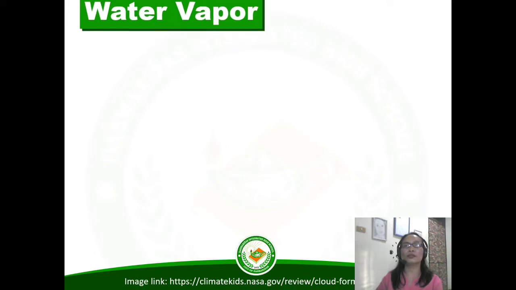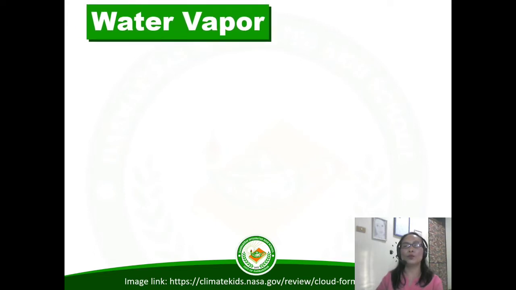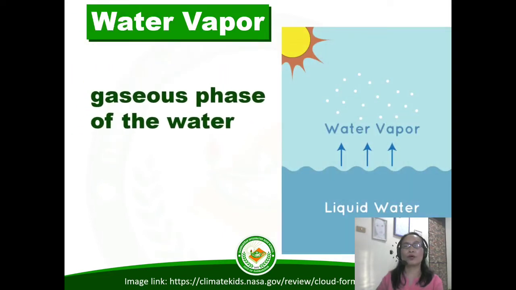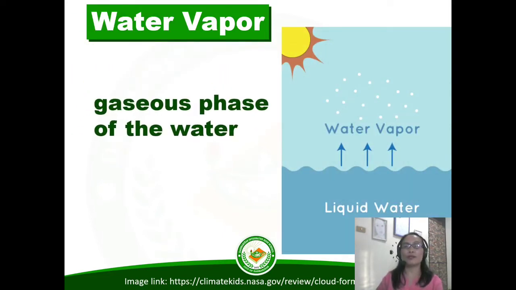Next is water vapor. So what is a water vapor? A water vapor is a gaseous phase of water. Water vapor over an ocean surface that has a temperature of 26.5 degrees Celsius is one requirement for a typhoon to develop.